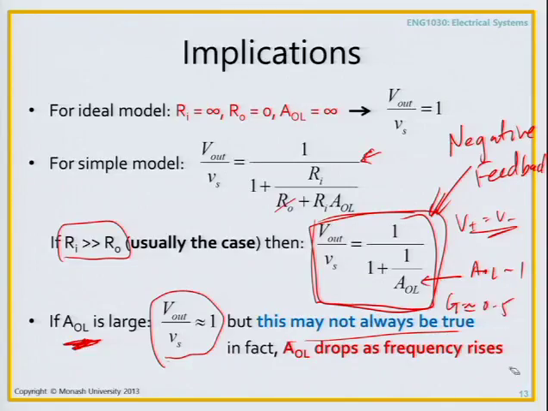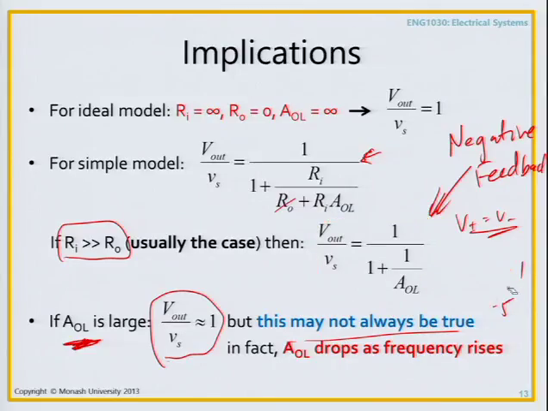So, in fact, AOL can be a large range of numbers, and we will still get the overall gain of this circuit to be around 1. Okay, so AOL could be something from, say, even 10, all the way up to 100,000, and this will still hold true, right?